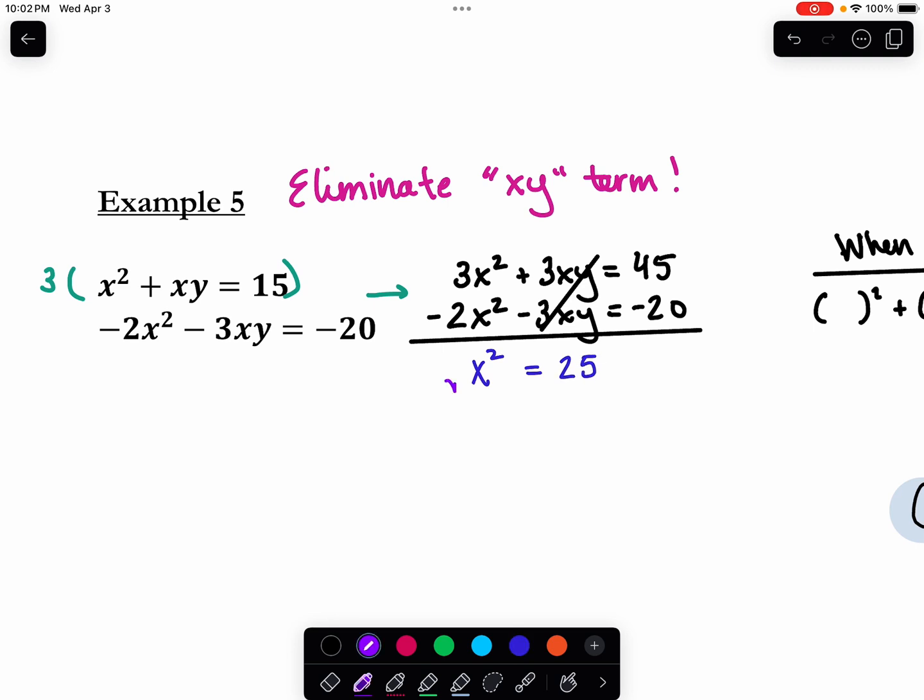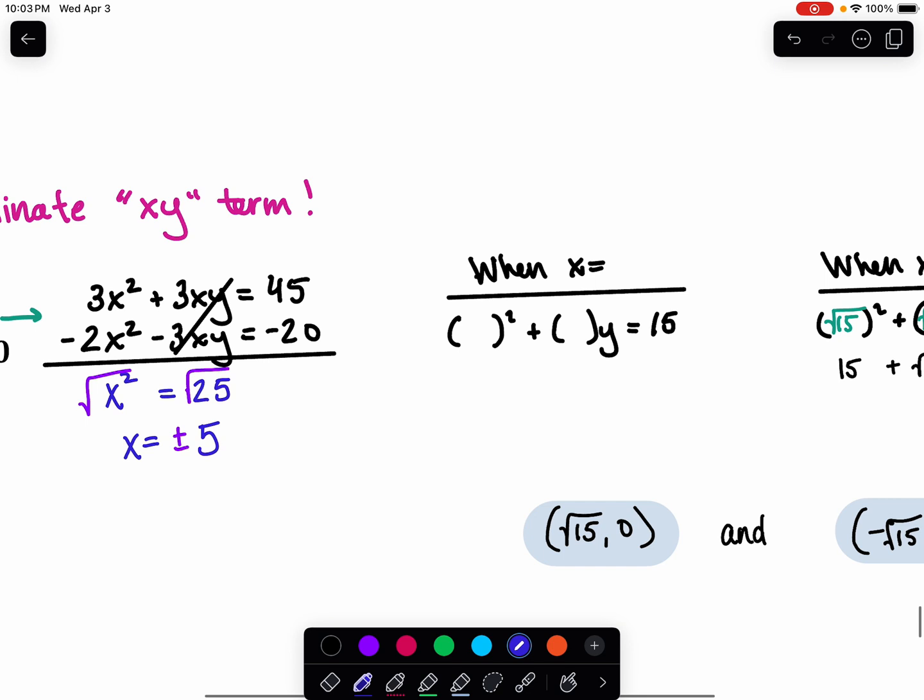We're going to take the square root of both sides because we are taking the square root in order to solve. That's why we have the plus or minus. So we get x is going to be positive or negative 5. Okay, so then when x is positive 5, we have to test that out.